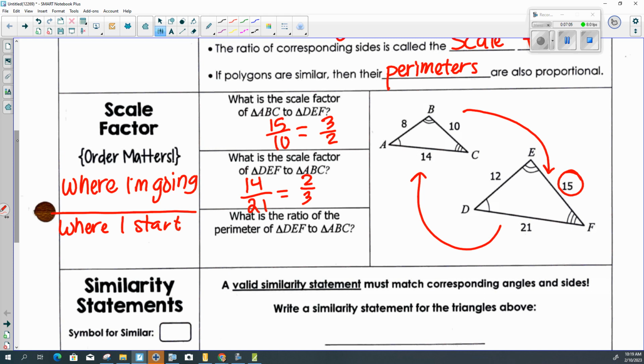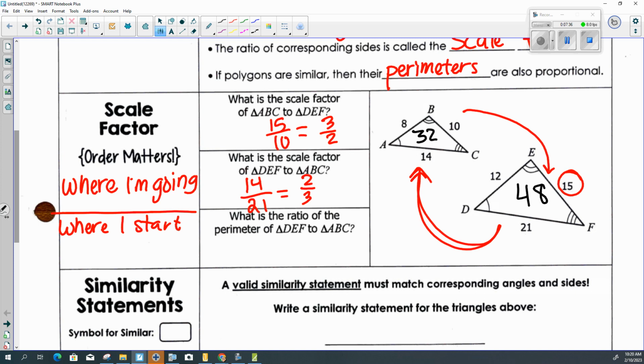If polygons are similar, then their perimeters are also proportional. So this one says the ratio of the perimeter of DEF to ABC. So it's like this again. So find the perimeter, 14 plus 10 plus 8. Is anyone fast at that? And the perimeter, this one is 48.